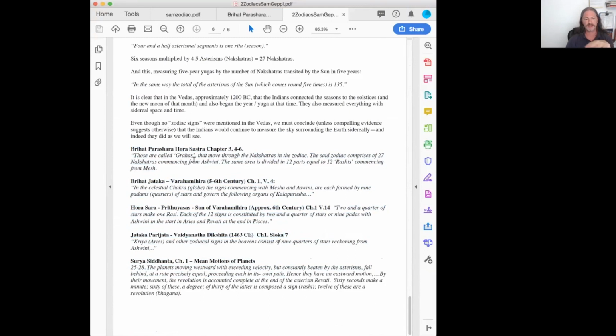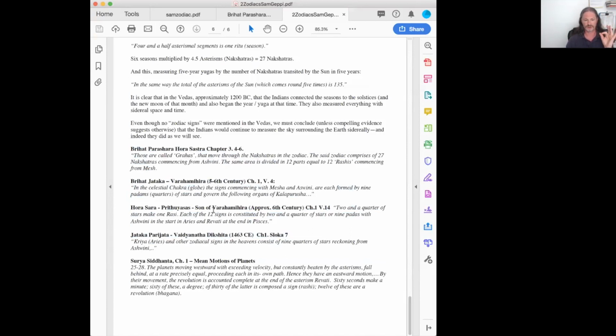I'll jump back to this again and read through it, but they define those that are called grahas that move through nakshatras. The zodiac comprises 27 nakshatras commencing from Ashwini. The same area is divided into 12 equal rashis commencing from Mesha. Brihat Jataka, the same thing. Celestial globe, signs commencing with Mesha and Ashwini, each formed by 9 padas or quarters. And then the stars govern the following organs of Kala Purusha. So again, clearly nakshatras and rashis, nakshatra padas aligned.